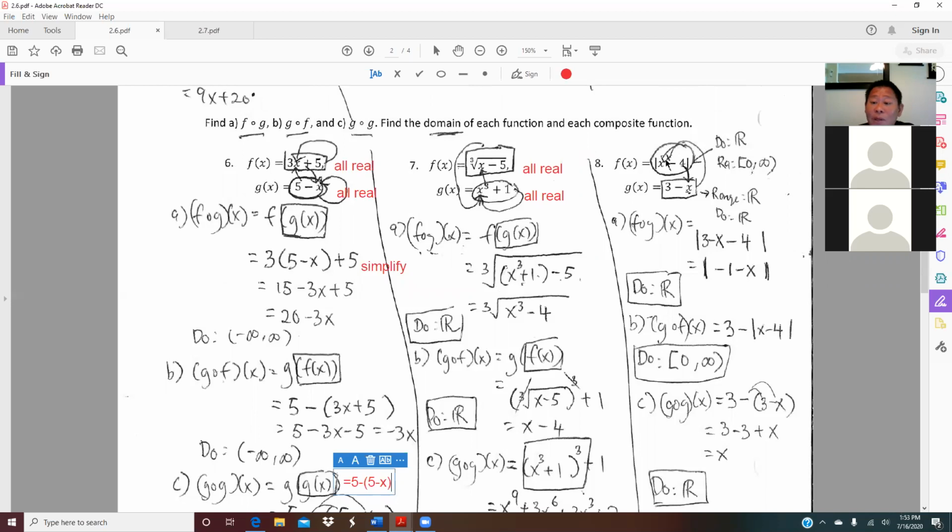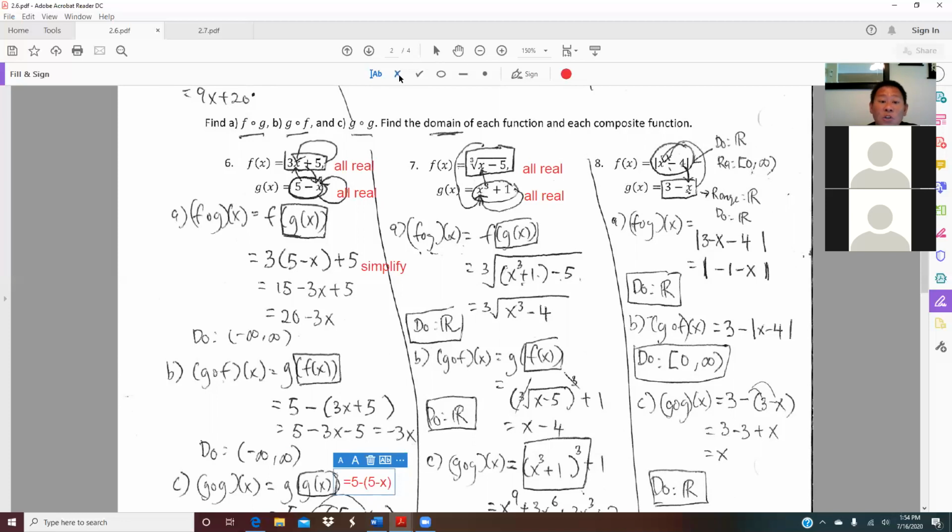8 is a bit tough because of an absolute value. So when you do f dot g of x, it means you plug all this into your g of x. So you will get absolute value of 3 minus x minus 4. So this will give us negative 1 minus x. Okay, you just combine like terms and put in absolute value. G dot f of x means you take all this f of x and substitute into your x. So you get 3 minus absolute value of x minus 4.